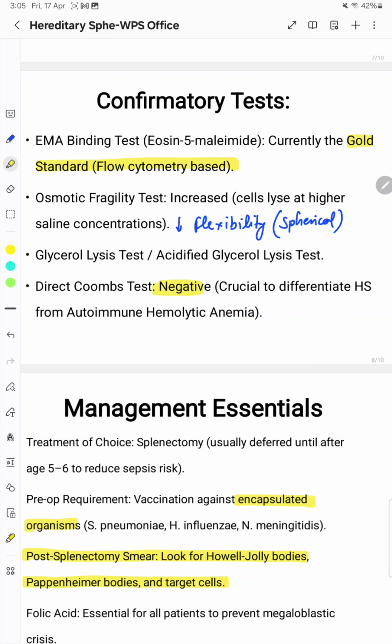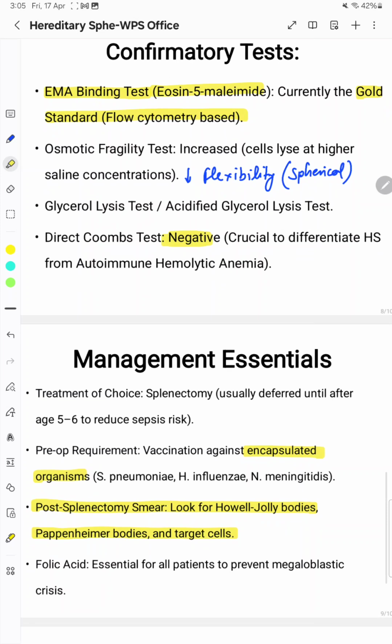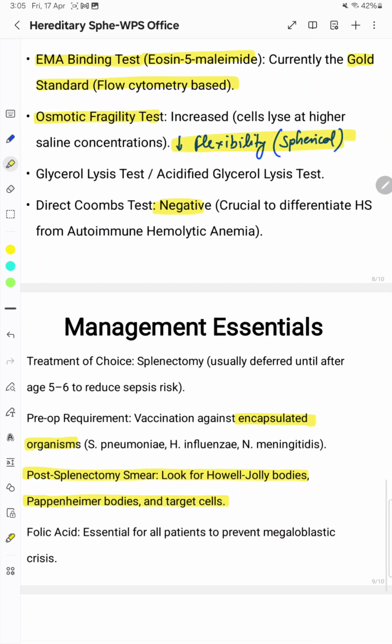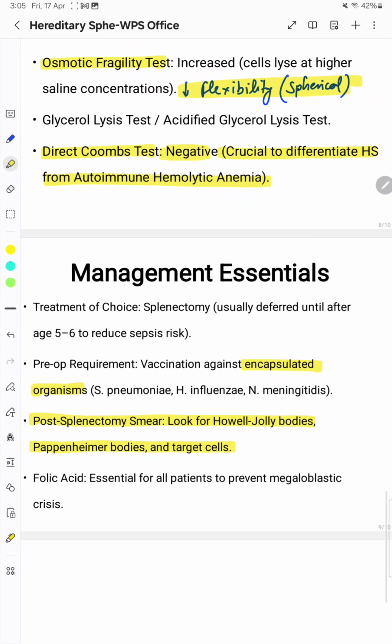The confirmatory test for hereditary spherocytosis is the EMA binding test, the eosin-5-maleimide binding test. This is the gold standard flow cytometry based test for hereditary spherocytosis. Osmotic fragility is increased in hereditary spherocytosis as the spherocytes are less flexible and lyse at a higher saline concentration. Direct Coombs test is negative, and this is very crucial to differentiate hereditary spherocytosis from autoimmune hemolytic anemia.